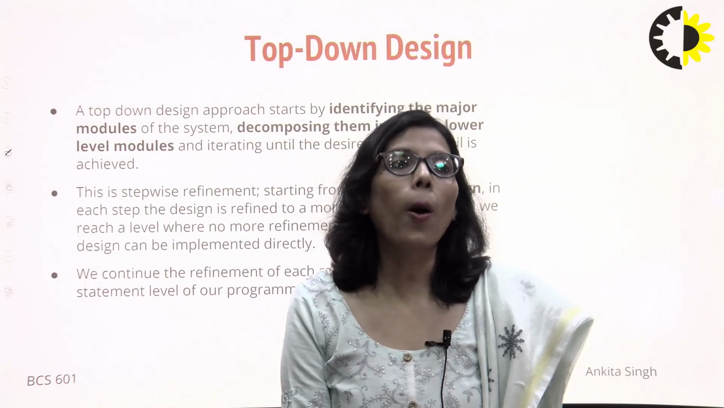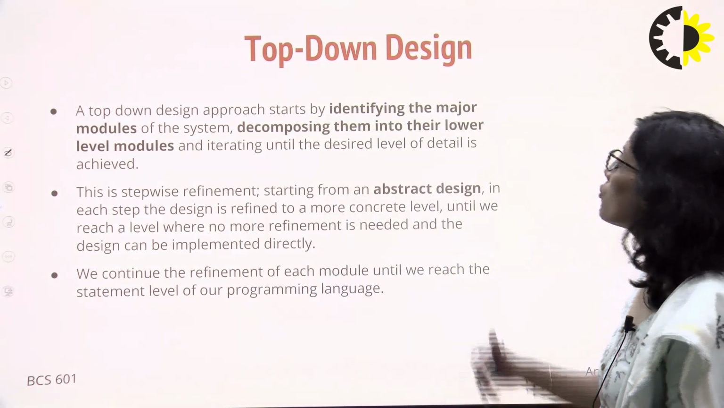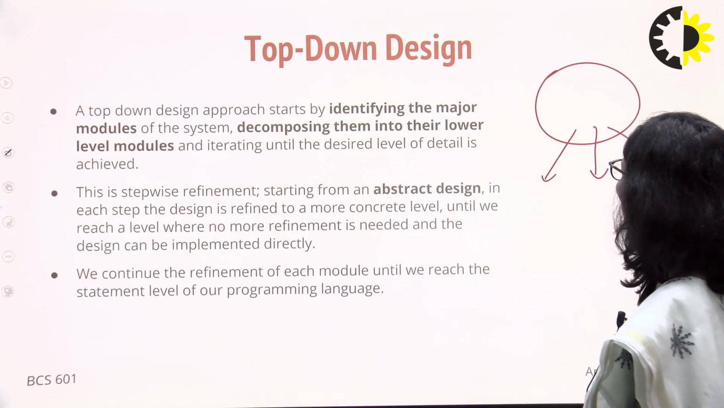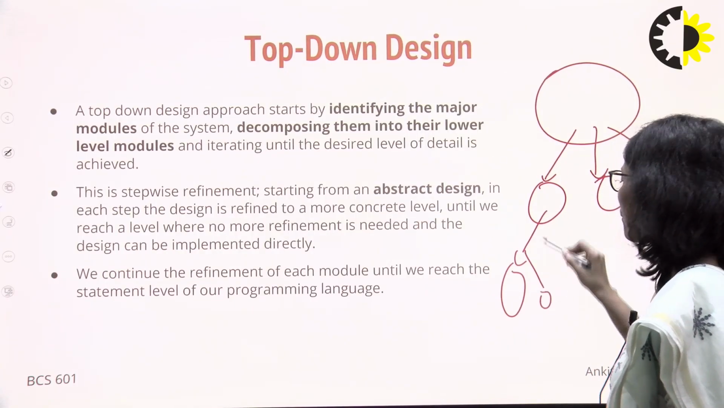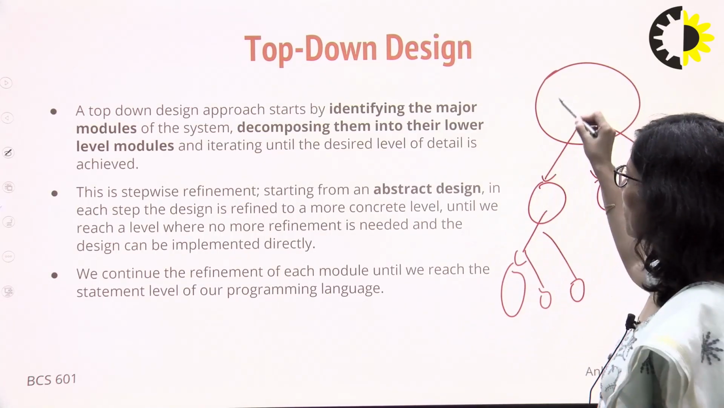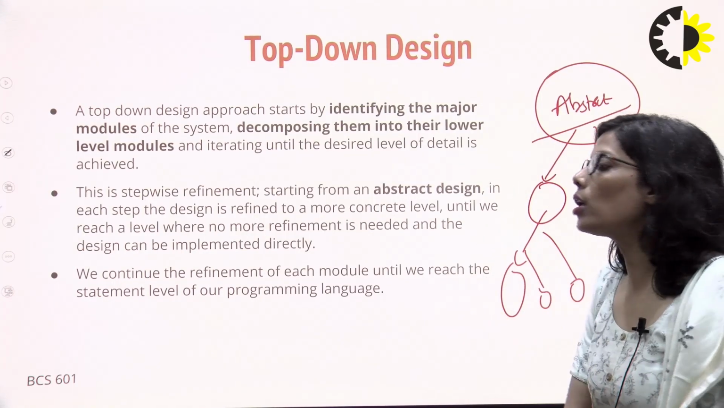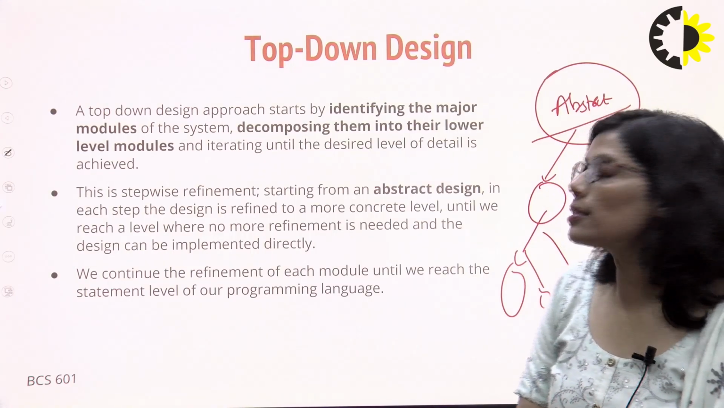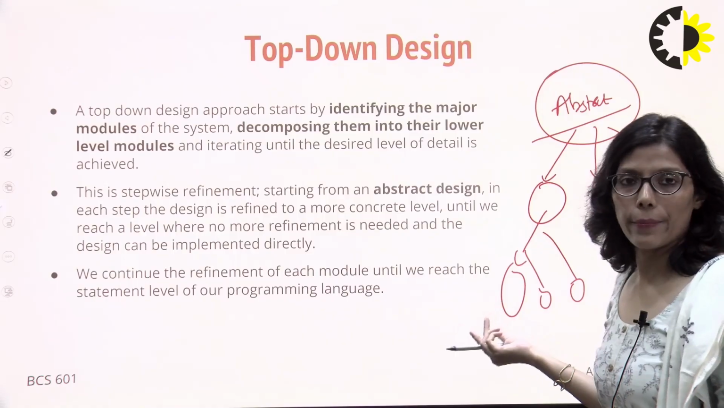Next is top-down design. Here we start identifying the modules from the top. First we identify the major module and then how to realize this major module. We divide it into 3 sub-modules and further these sub-modules are realized by 3 other modules. Here we are doing stepwise refinement starting from the abstract design. Then at each step the design is refined to a more concrete level until we reach a level where no more refinement is needed. We continue doing this until we get to the lowest level.